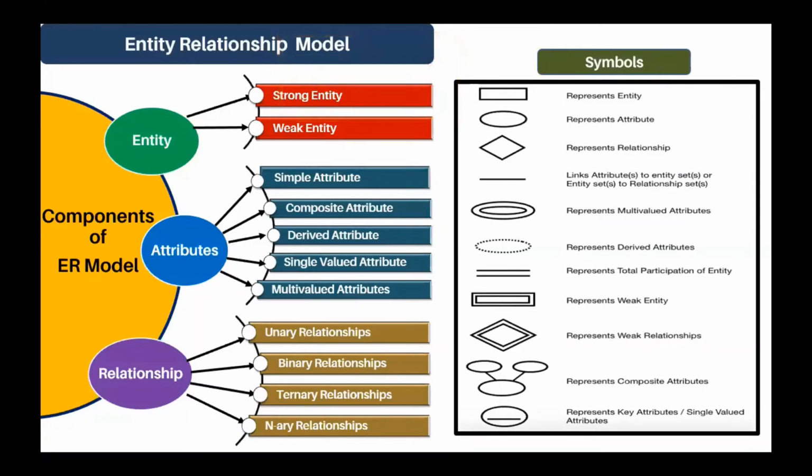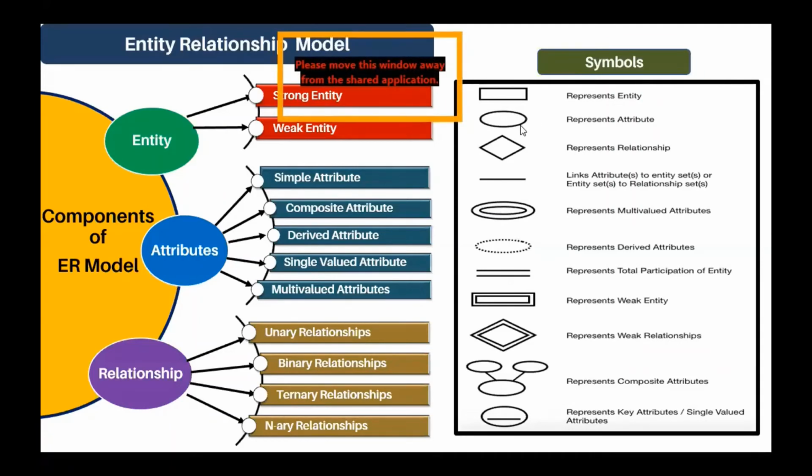So just see the symbols. Your oval represents a simple attribute. A composite attribute can be shown as an oval with its parts, like I have shown the two parts. A derived attribute can be shown with a dotted oval. Why? Because it is not actually stored in your database, but it is derived from some other attribute. A multi-valued attribute can be shown by your double oval. Why? Because it is multi-valued. Okay, and a single-valued attribute you are showing with your oval only.